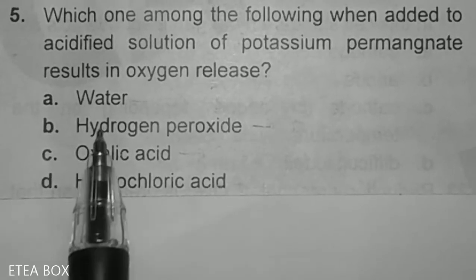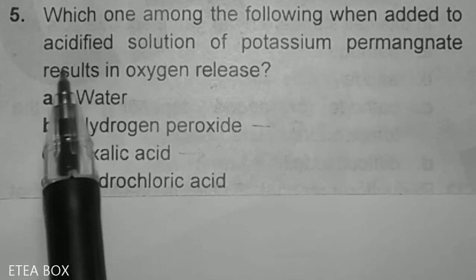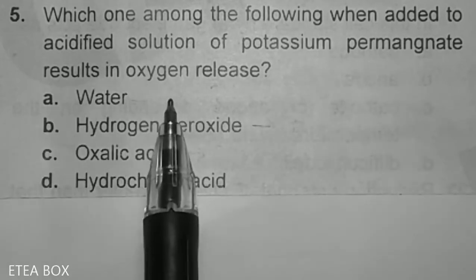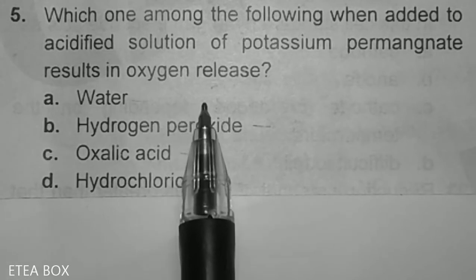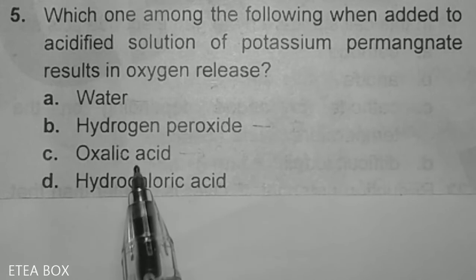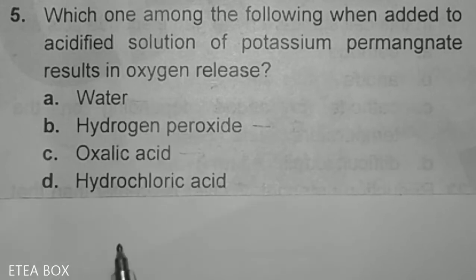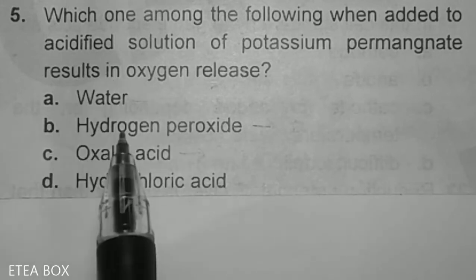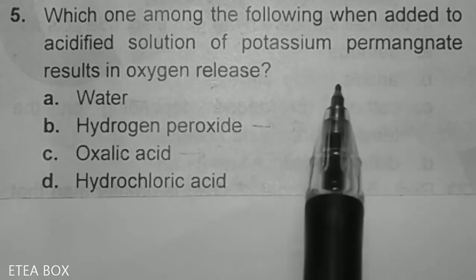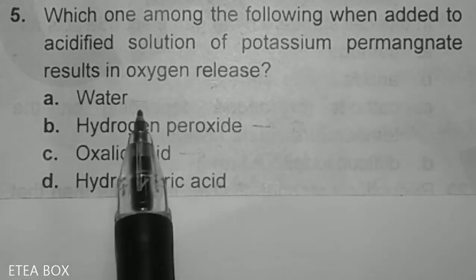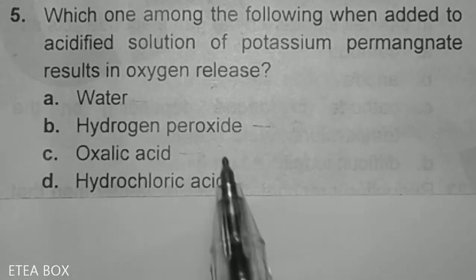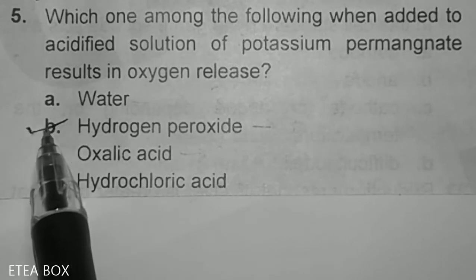Fifth, which one among the following when added to the acidified solution of potassium permanganate results in oxygen release? Now look at here, when we add this compound, then which one will release oxygen, okay? Now look, when we add the water in acidified solution of potassium permanganate, then in this case oxygen does not produce, okay? None of the gas is produced here in case of water.